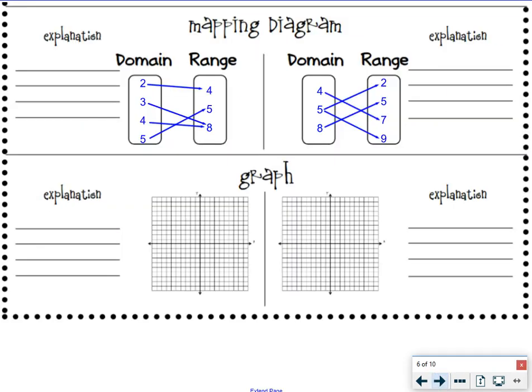Alright, if we continue on, a mapping diagram. So a mapping diagram maps the domain, your x values, to your range, your y values. So if you would like to fill in your mapping, as I have filled in mine, on your piece of paper, again, if you need time to pause it, that's okay.